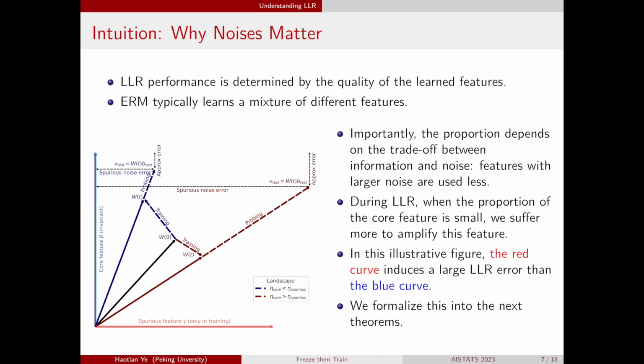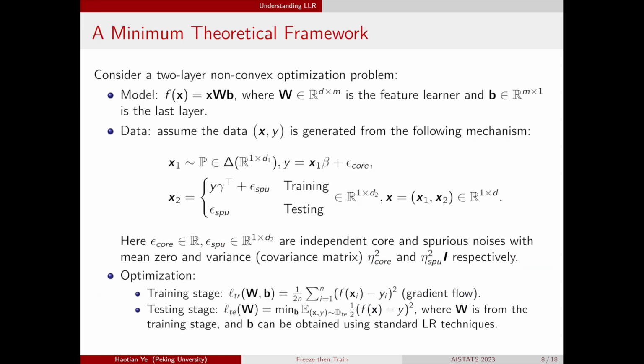So to better describe our intuitions, we formalize this into the following theorems. Here we consider a minimal theoretical framework, which is a two-layer non-convex optimization problem. The model is f(x) equals x times W times b, where W with shape d times n is the feature learner, and b is the last layer.